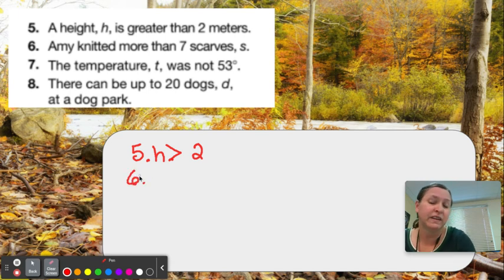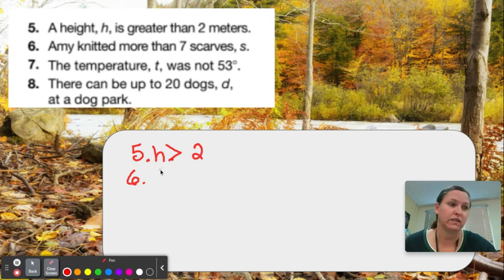The big thing you have to do is think, what is it saying? Amy knitted more than 7 scarves, S. Did she knit 6 scarves? No. How about 8 scarves? No. She knitted at least 7 scarves. So with this one right here, I'm going to think, okay, what's my variable? My variable is S. And she knitted more than 7 scarves. So the amount of scarves is bigger, so that's where my bigger symbol comes on.